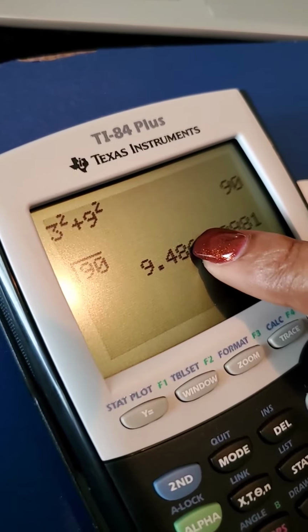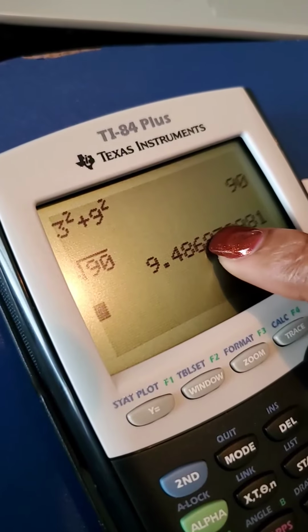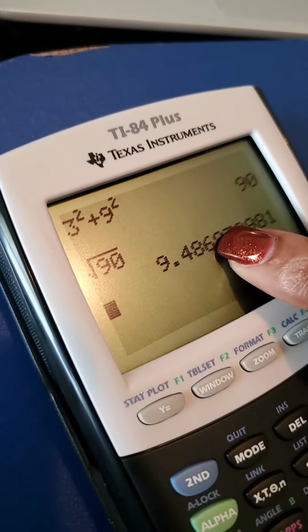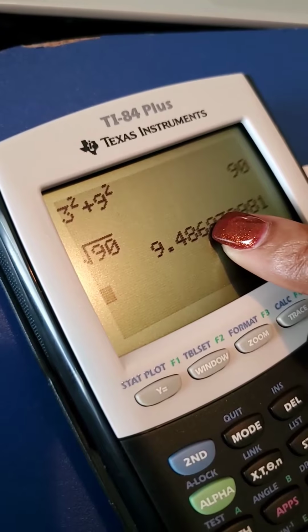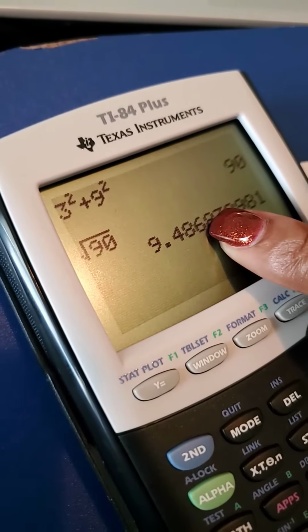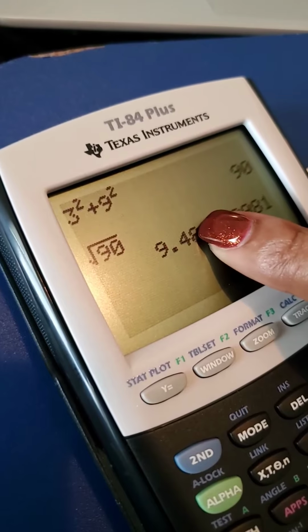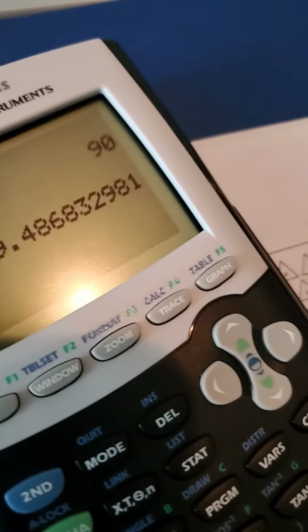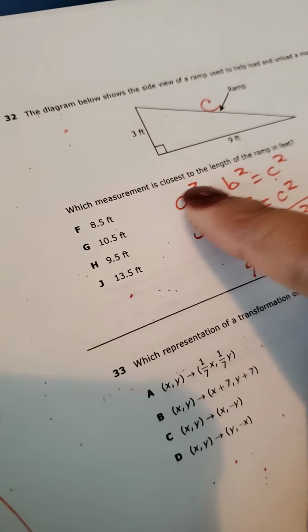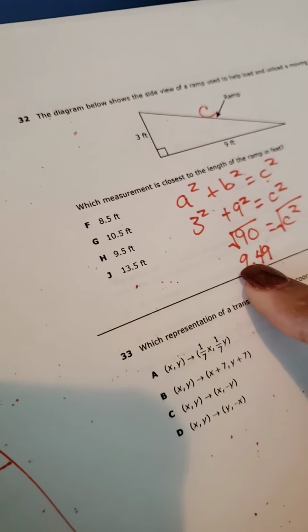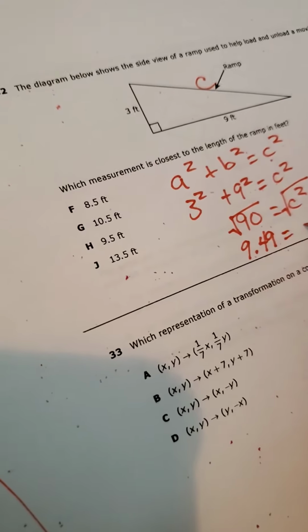In 8th grade, we only have 2 numbers after the decimal. So that 6 after the hundredths place is going to tell me what to do. 5 or more, raise the score. 4 or less, let it rest. That's a 6. So that means I'm going to raise that 8 up to a 9. So it becomes 9.49. Which measurement is closest? Well, which one is closest to 9.49, everybody?